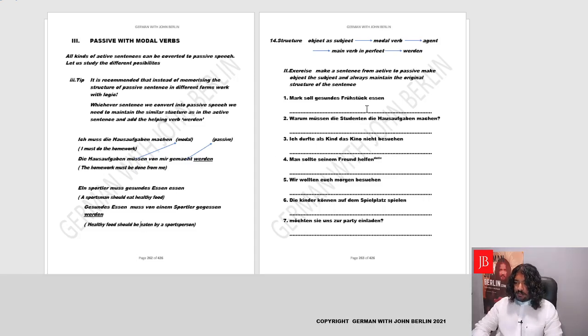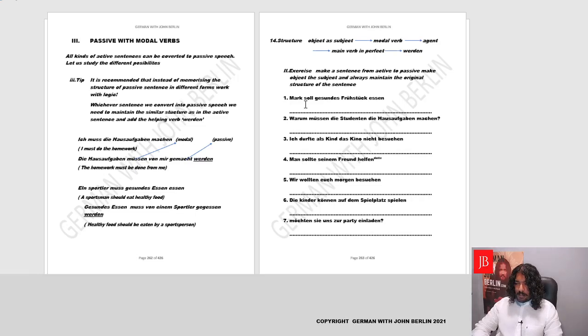That's the idea. So without further ado, let's check out the structure and get started. So as before, object as the subject, modal verb in the second position. You'll introduce the agent if you want. The main verb would be in perfect, and you'll introduce the helping verb for passive in the end. Yes, that's what we do.